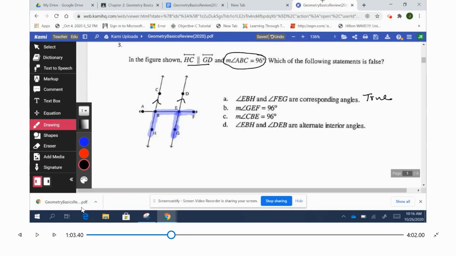We want the one that's false. Okay, so GEF is this angle, would be 96 when the lines are parallel because alternate exterior angles are congruent. Okay, CBE, this angle here, and CBA are a linear pair. So the measures have to add to 180. If we put 96 there, what are you up to there? 192? So that's why it's false. They have to add to 180. So that's it.